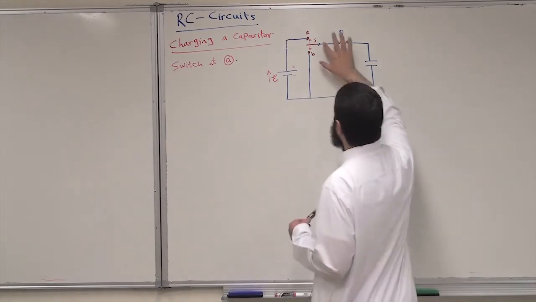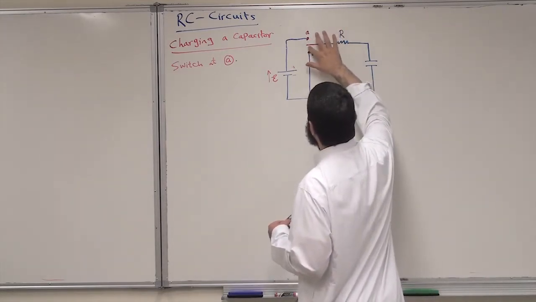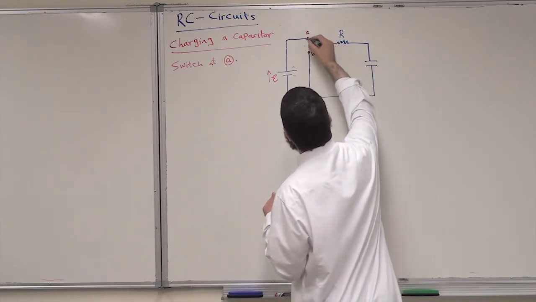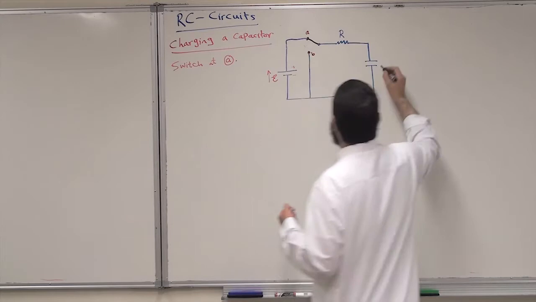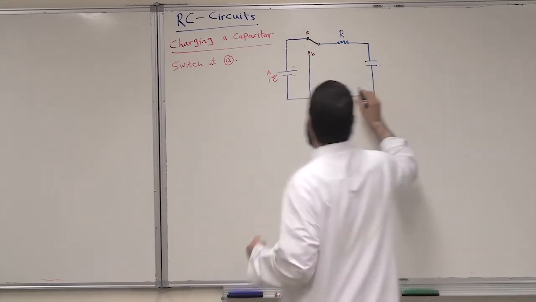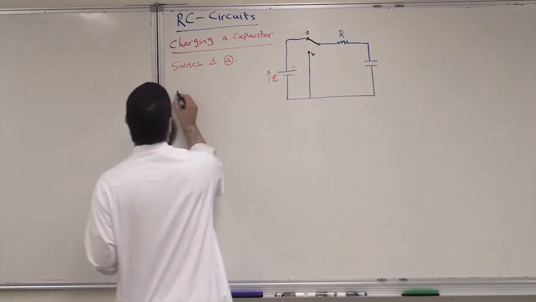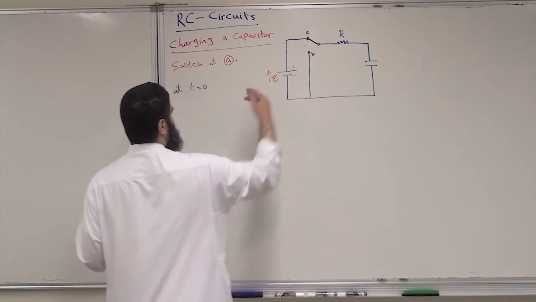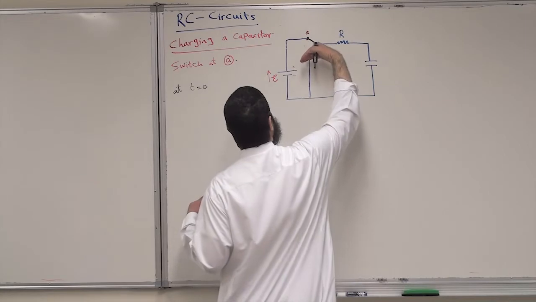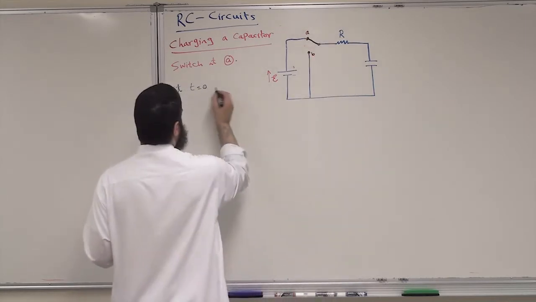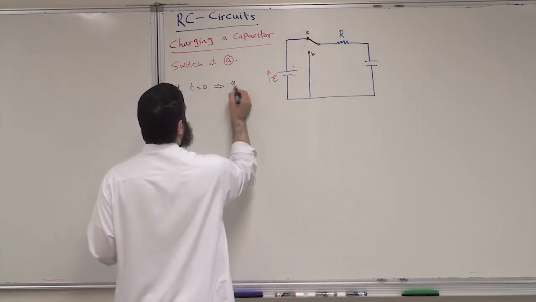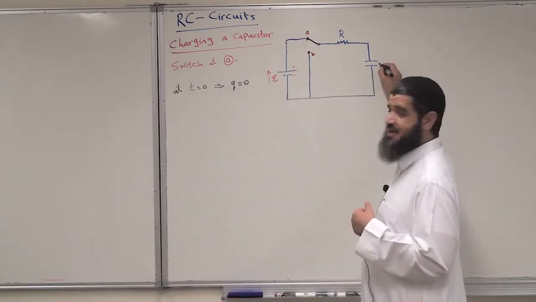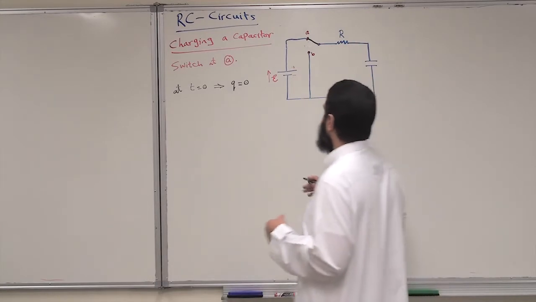Charging of the capacitor. Let me draw it clearly here. This will be the situation. We start with a charge equal to 0 initially, at t equals 0, at the beginning of the experiment, just by putting the switch on A at the very beginning. Q is equal to 0, so there was no charge originally on this capacitor.